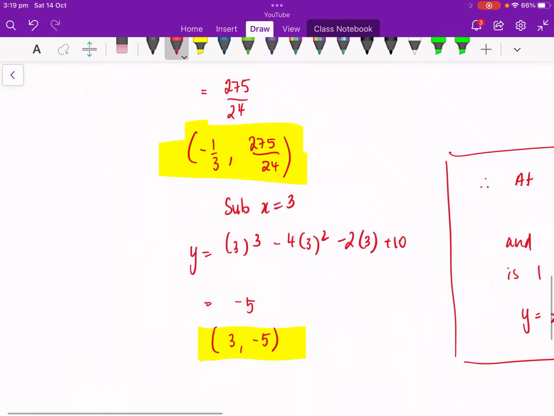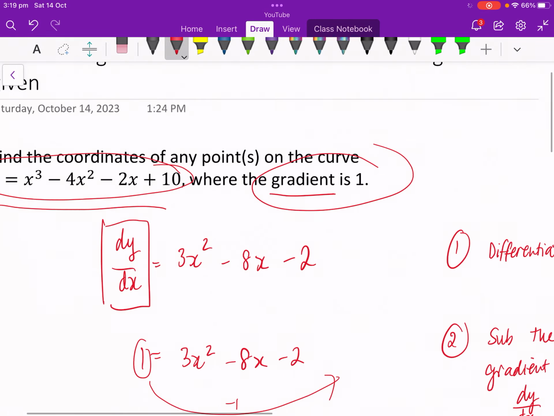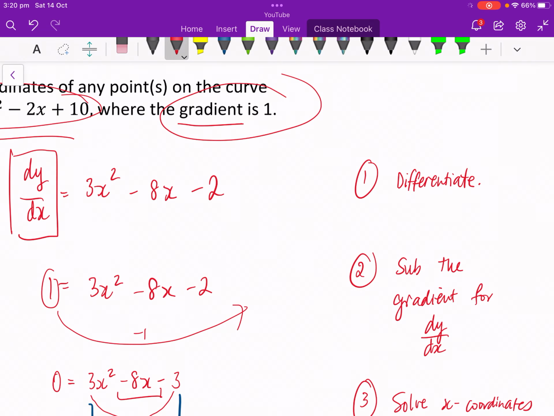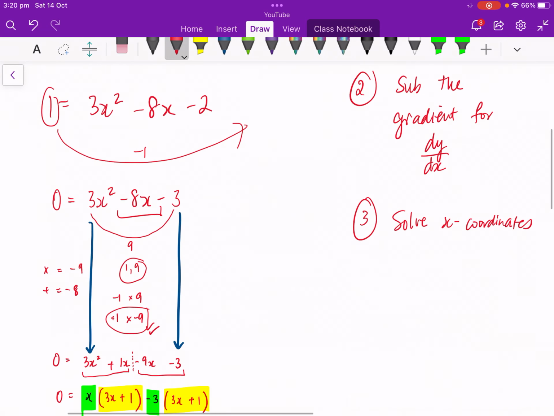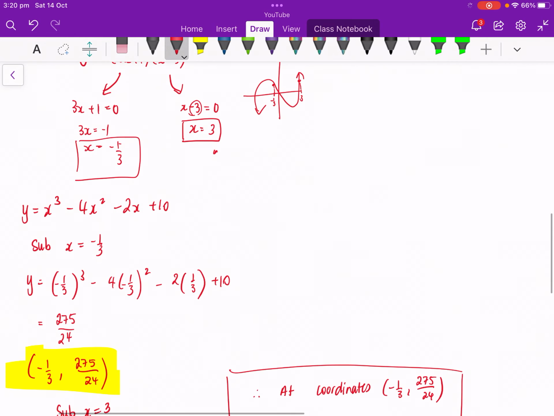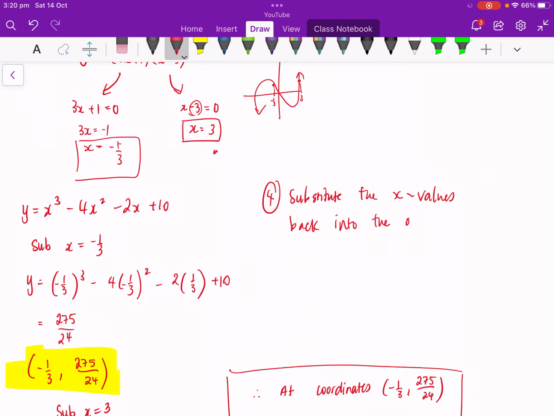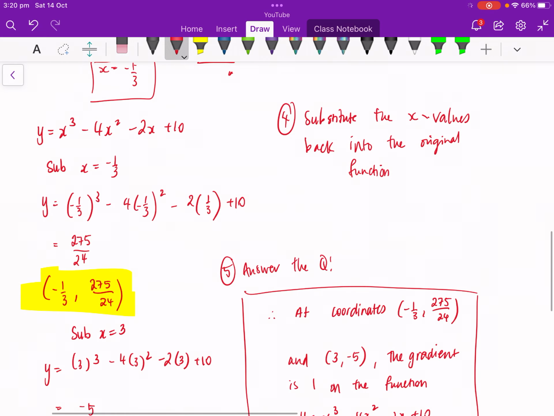Let's go back and summarize what we've done. So we differentiated first. We substituted in the gradient for dy/dx. We solved for x. Here, our step 4 was to substitute the x values back into the original function. And then step 5 is answer the question, which I've written in full.